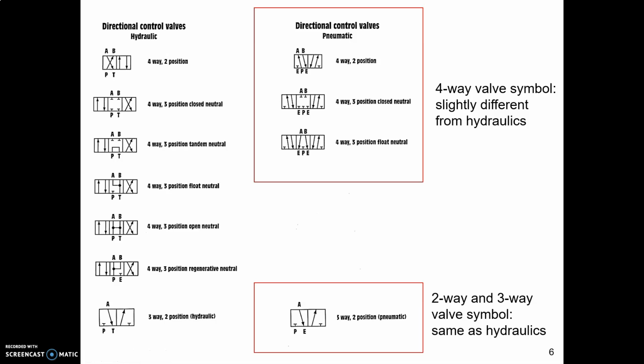So that is the difference between hydraulic valve symbols, as you see on the left, and pneumatic valve symbols, which you see on the right, when you're showing 4-way valves. So, to repeat, 4-way valves for pneumatics have an extra exhaust port for venting the air to the atmosphere. In pneumatics, the 2-way and 3-way valve symbols look the same as in hydraulics, if you happen to be using those.